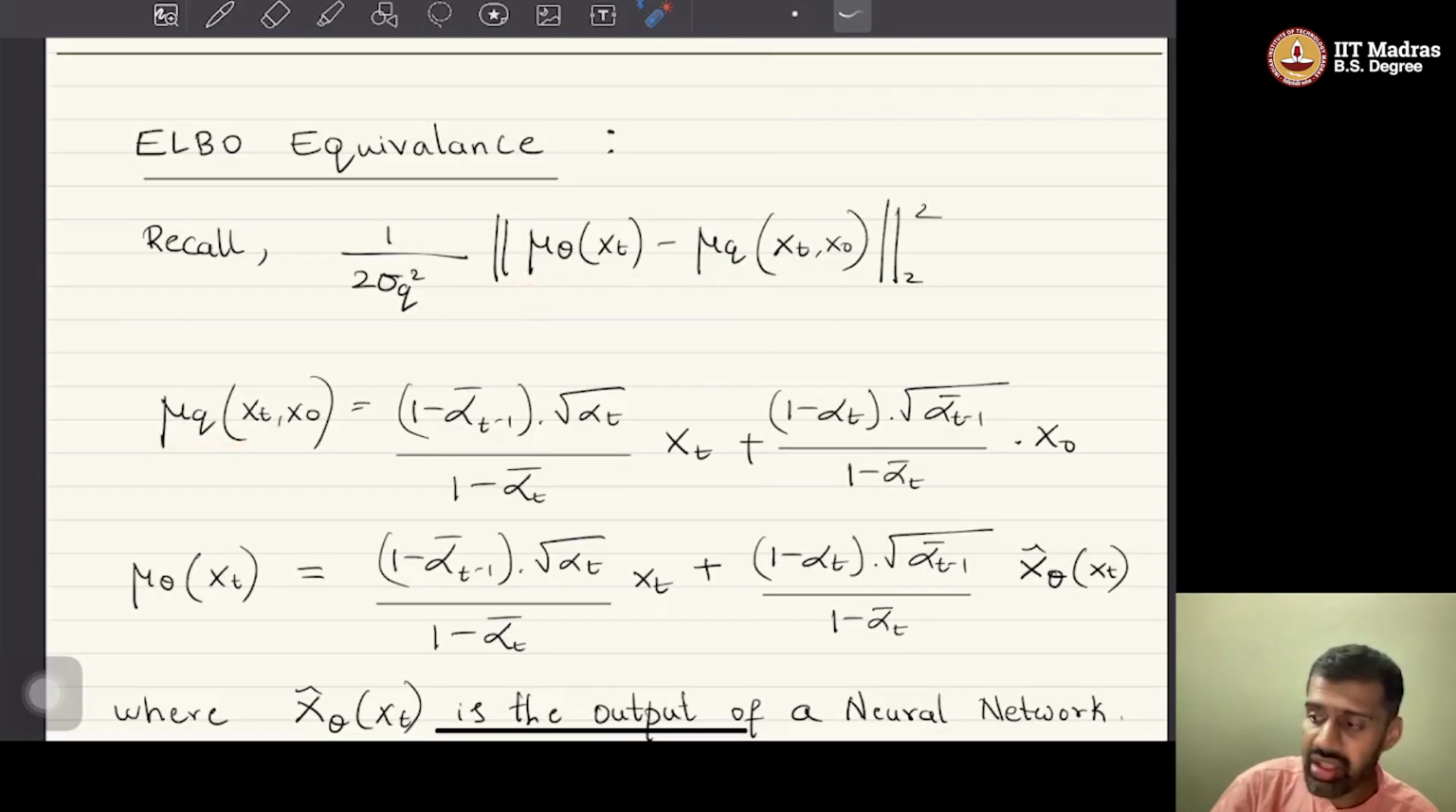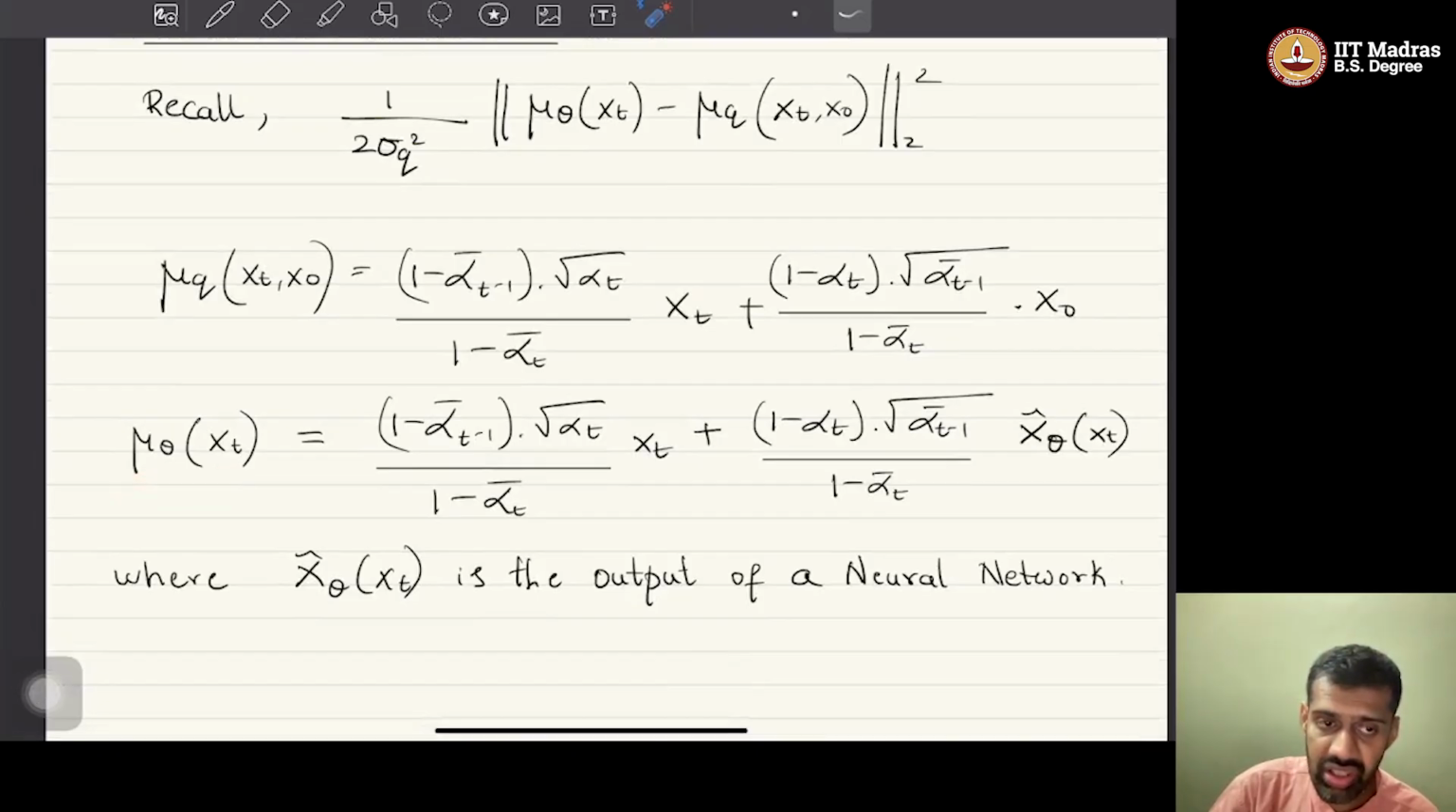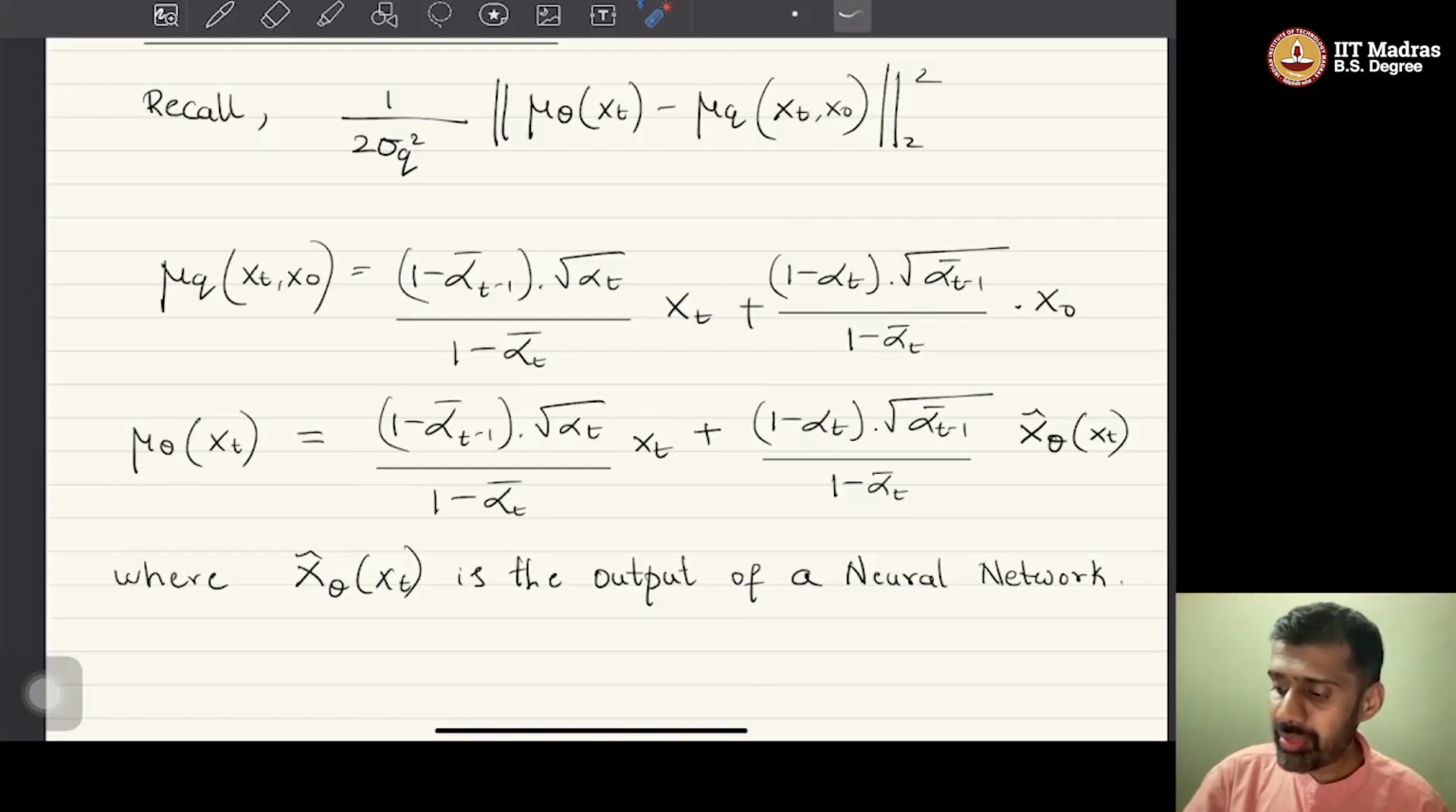Now if the true value that we are regressing can be represented in terms of xt and x naught, then the output of the neural network which we are using to regress can also be represented in terms of xt, the same term that is in mu q, and something that we are learning. So why would this work? This works because mu theta is a vector in d dimensions, and we know that we can always reparameterize a Gaussian distribution using constants. Suppose without this reparameterization our neural network was giving some mu theta as an output. We can always adjust the output of this neural network with some scale and shift such that this mu theta takes the particular form that we have. Does that make sense?